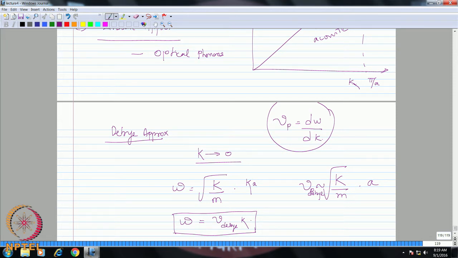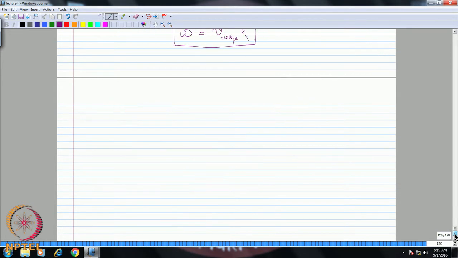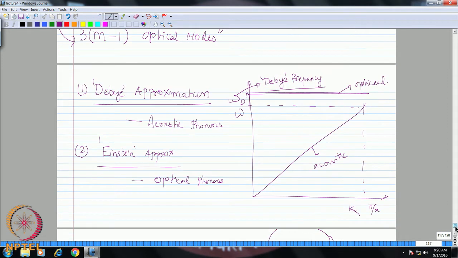Is that clear? So, this is a very simple approximation, but nevertheless when you want to investigate some problems, the analytical solution is easier. This is more commonly used than the sine approximation, and for more complex cases the sine approximation is used, and the optical phonons are now just approximated as omega is constant.